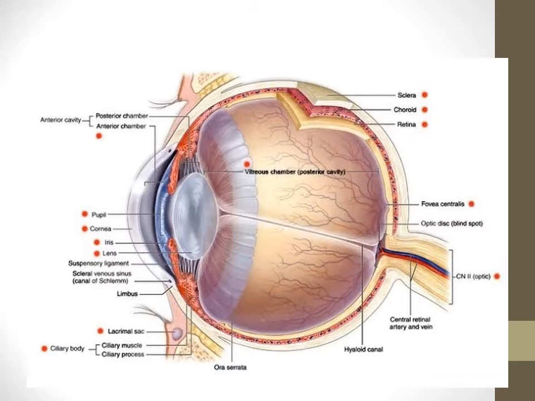You can see in the image the lens is dividing the eye globe into two parts. Anterior to this lens is called the anterior segment, and the posterior part is called the posterior segment. Then you can see in the image there is the iris, which divides the anterior segment into two parts. Anteriorly there is the anterior chamber, and posterior to the iris it is called the posterior chamber.